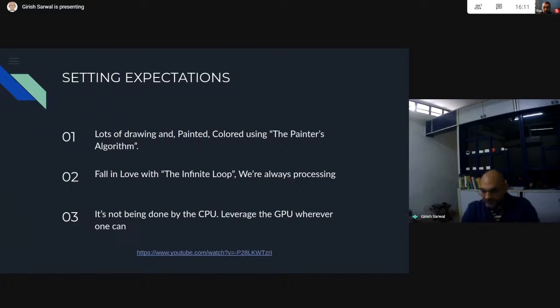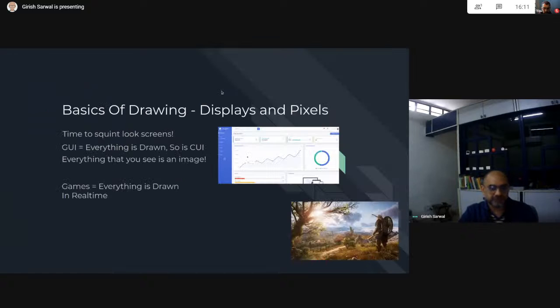So at this point, I'll just quickly switch gears a little bit, and we'll go down to the very basics of how you see things on the screen, and that essentially is done using a display. If you look at the slide, there are two pictures on my screen. One of them is from an information system, and the other one is from a game. When we talk about graphical user interfaces, or even character user interfaces like the one you have on Linux or on a terminal, everything is drawn. Everything you see is an image. That image is typically calculated at runtime.